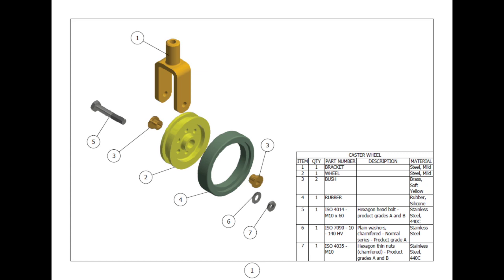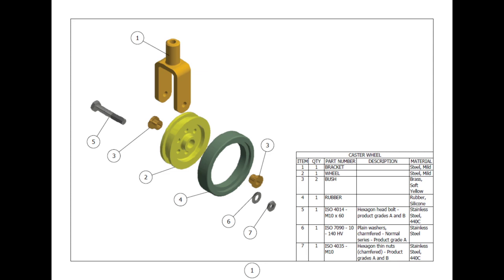Number 2 is the wheel, we have only 1 wheel. Number 3 is bushes, we have 2 bushes as we can see. The quantity here is 2, and the material is soft yellow brass. And number 4 is rubber, we have 1 rubber, and the material is silicone rubber.